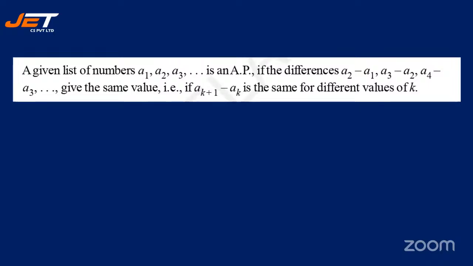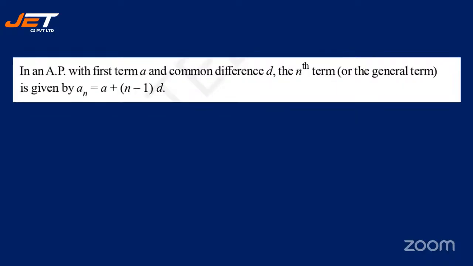A given list of numbers a1, a2, a3, and so on is an AP if the differences a2 minus a1, a3 minus a2, a4 minus a3 give the same value. That is, if a(k+1) minus ak is the same for different values of k. In an AP with first term a and common difference d, the nth term is given by an equals a plus (n minus 1) into d.